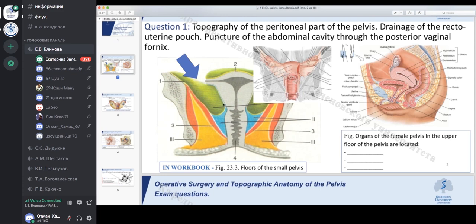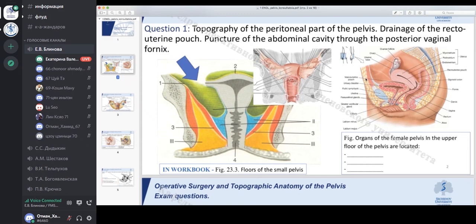The superior floor is called the peritoneal part or peritoneal floor. Firstly, you should call the borders of the peritoneal floor. The superior border is the imaginary plane which is drawn through the base of the sacrum and the pubic symphysis, like this. The inferior border of the peritoneal cavity is the parietal lamina of the peritoneum which covers the organs. And you should call the organs of the female peritoneal part and male.